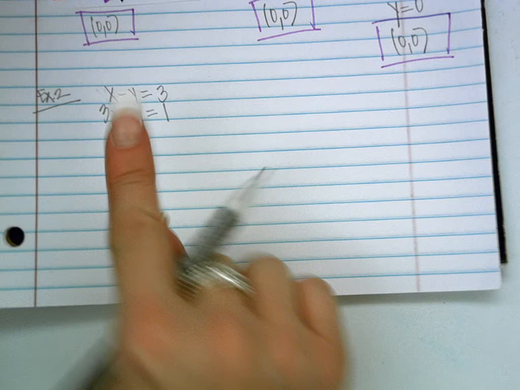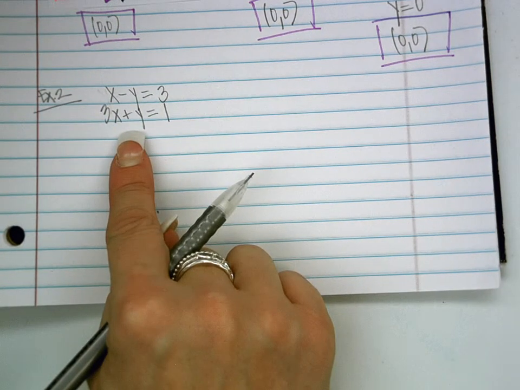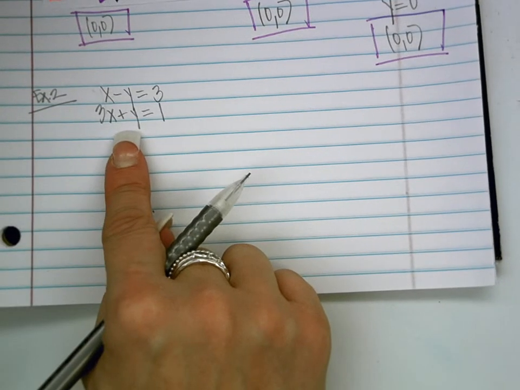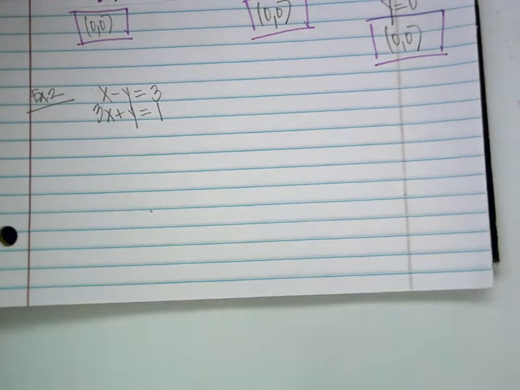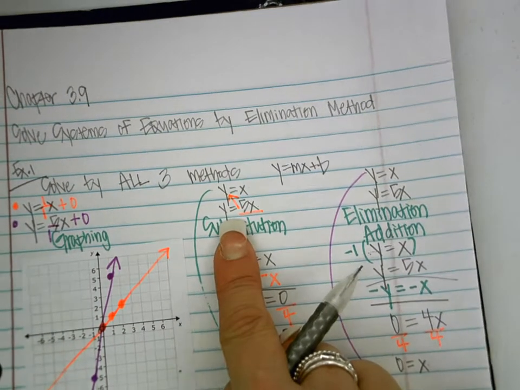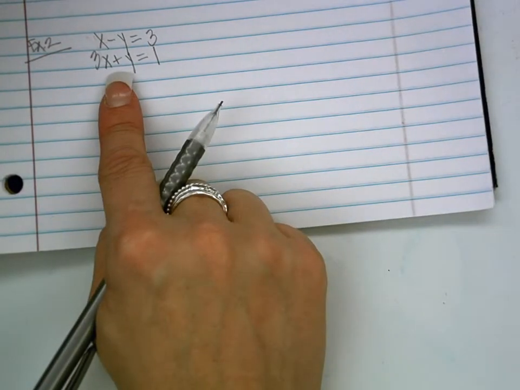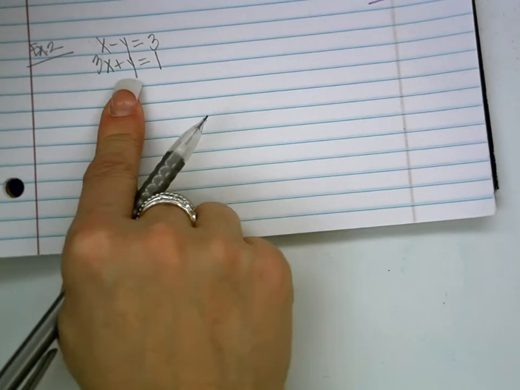Okay. Does this look like it is something that we would want to do substitution on? Is there any letter that's completely by itself? No. There's no letter that's just a y equals or an x equals. So substitution is possible, but you'd have to do a lot of work. This is one that you would want to use what's called the elimination method.